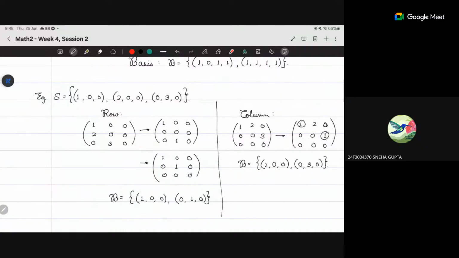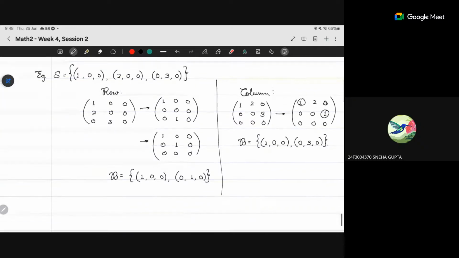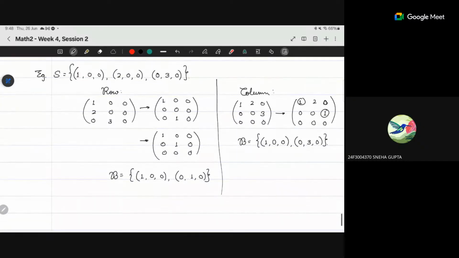Okay, so it is a rule, and by design, that's what happens. It's not a rule. Yeah, the rule dictates that this is what happens. So in the column method, what do you do? You look at the pivot entries, look at the column numbers of those, and choose the vectors from the original set which correspond to those numbers.